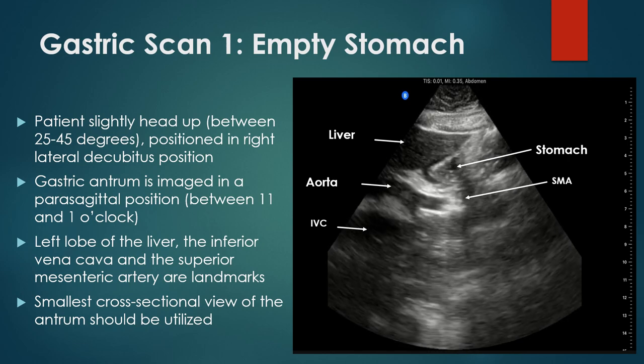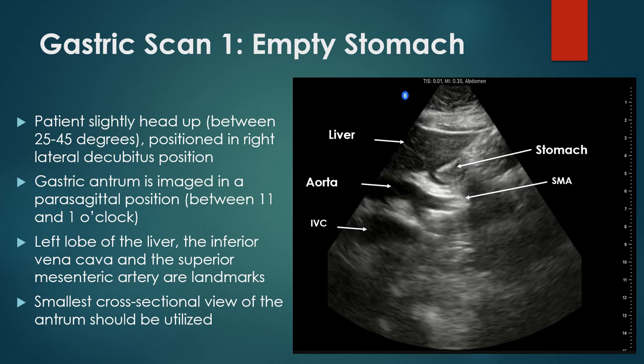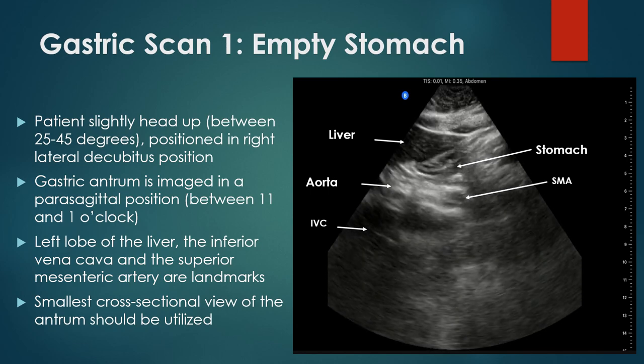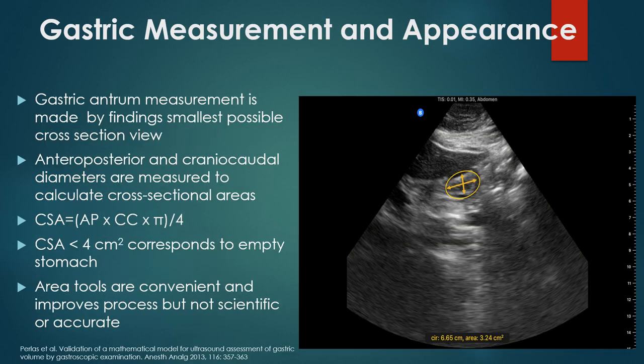And again, we talked about the different landmarks. And the idea here is you get the smallest cross-sectional view of the antrum if you're trying to measure it. As we said before, the gastric antrum measurement is made by finding the smallest possible cross-section view. Typically, the anteroposterior and craniocaudal diameters are measured to calculate the cross-sectional areas. So you can see in this, and this is the same view that you just saw, you've got the left lobe of the liver, you've got the bullseye, you've got the aorta here, so you've got probably the best cross-sectional area that you can get.